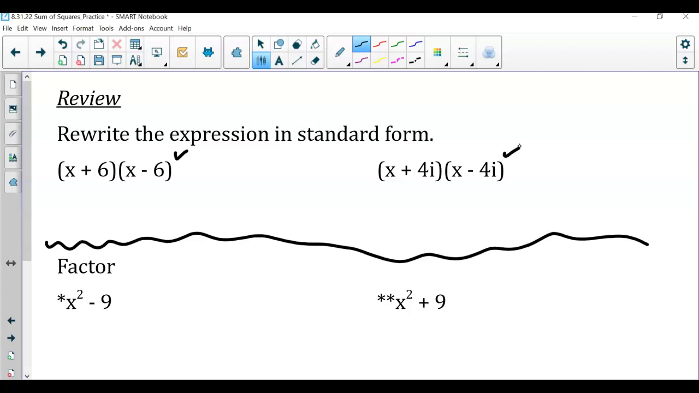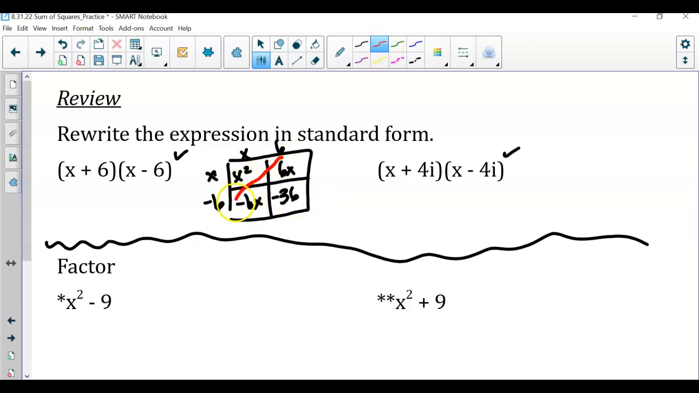And here we go. So here for both of them, we are going to go ahead and just use the box method, right? Because we're multiplying two, here in this case, binomials. So I've got x and positive 6, x and negative 6. Notice how this is our difference of those two squares, right? I've got x squared, 6x, negative 6x, and negative 36. Then notice how the two x terms, our like terms, cancel out. 6 minus 6 is 0. So all you're left with is x squared minus 36. And there's our difference of two perfect squares.